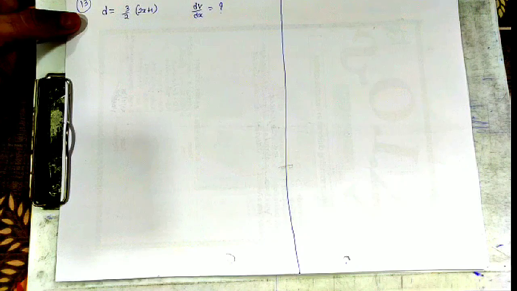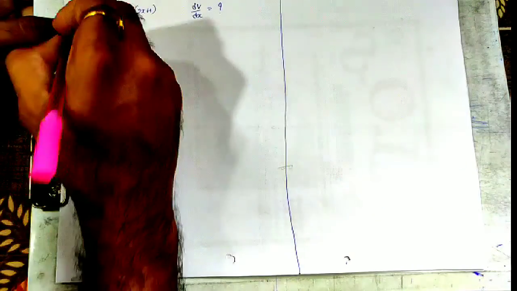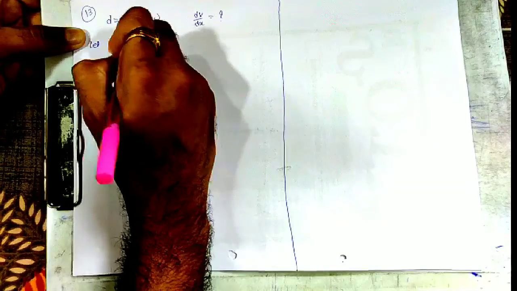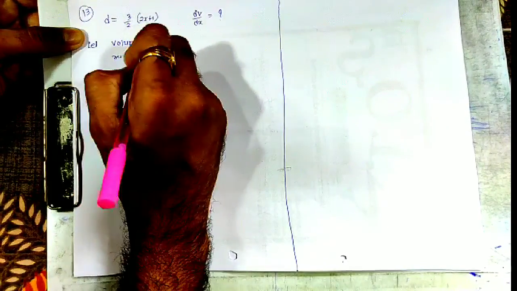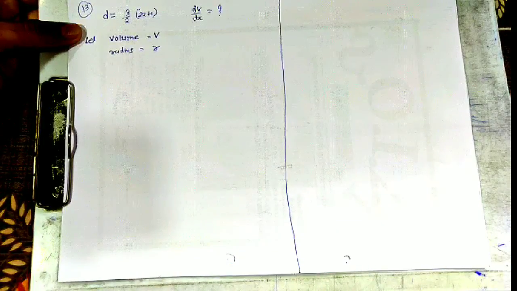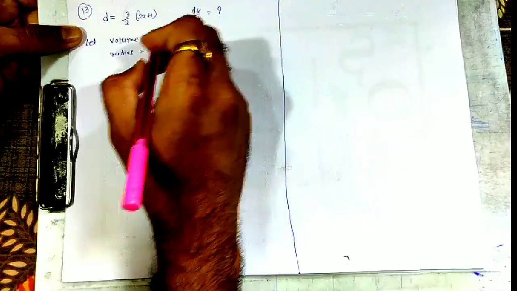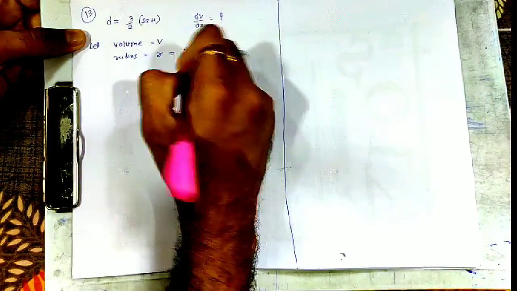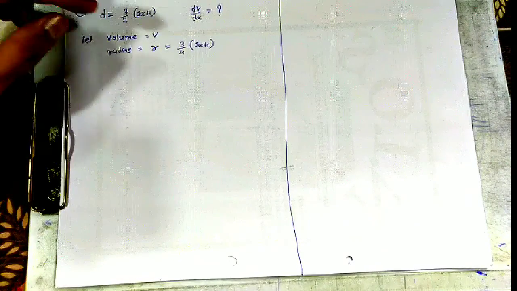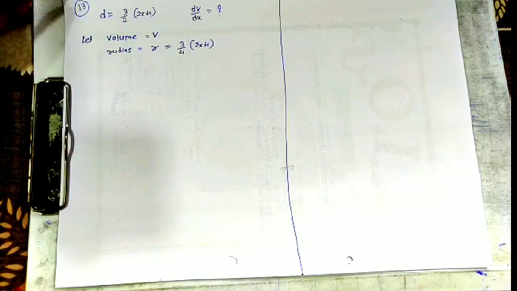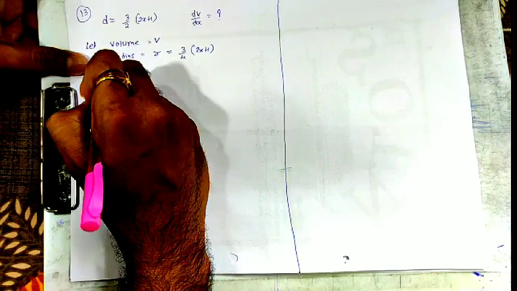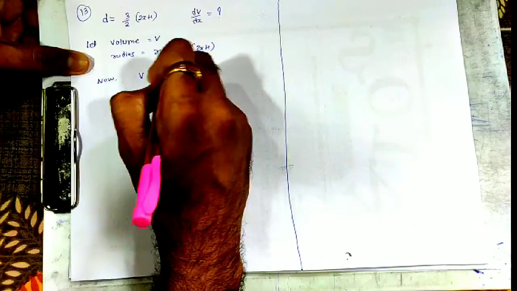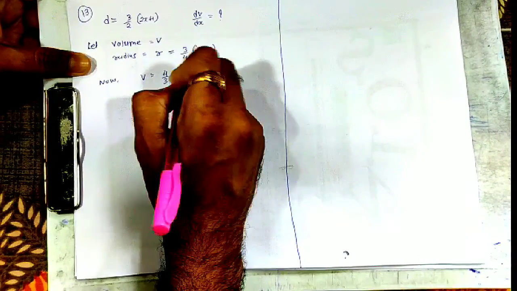So the volume of the balloon is 4 by 3 pi r cubed. Let the volume of the balloon be v and the radius be r. You have to define this every time. Okay. So what is the radius? Radius is half of the diameter. So it's 3 by 4 into (2x plus 1). The diameter of the balloon is given, so we can find the radius. We have to find the rate of change of volume with respect to x. So the volume is 4 by 3 pi r cubed.